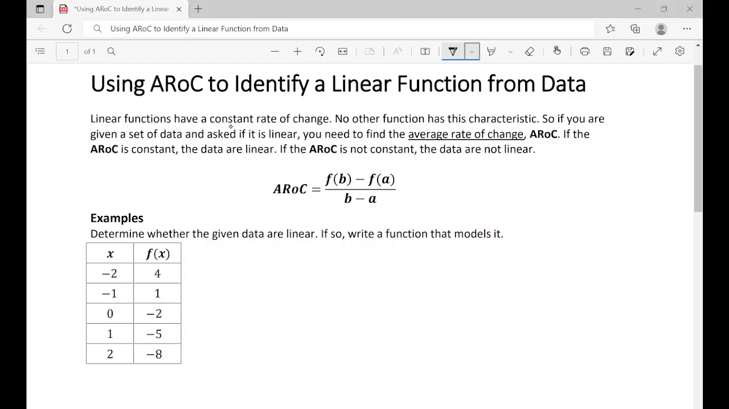Linear functions have a constant rate of change. No other function has this characteristic. So if you're given a set of data and asked if it is linear, you need to find the average rate of change, which I abbreviate using this.